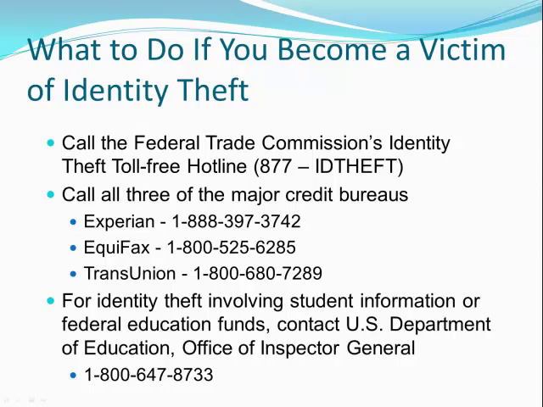If you need to reach out to report this, FTC is the go-to place for a hotline. There you can also get the numbers for the credit bureaus, and there's 3 of them that we encourage everybody to contact: Experian, Equifax, and TransUnion. And also, if you have student loans, you may want to reach out to the Department of Education and let them know that there may be an issue with your identity.